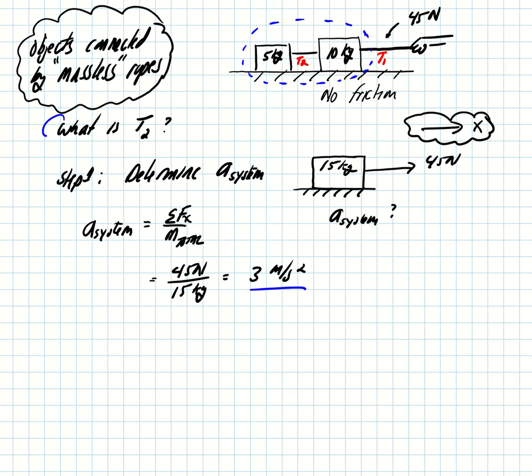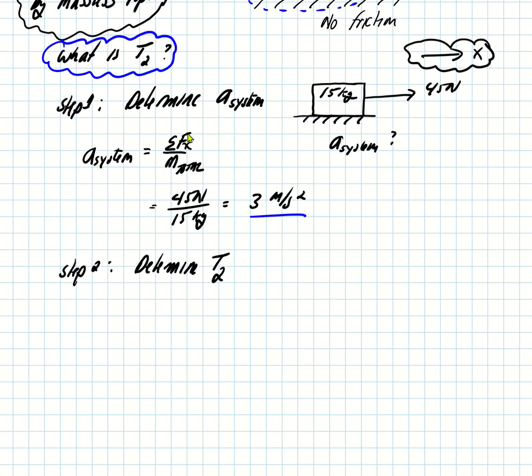in our journey towards finding out what is T2. Because now step 2 is find the answer: determine T2. And just to remind ourselves, that is this guy right here. We want to know how hard this rope is pulling on the 5 kilogram mass. Well, now we're going to take Newton's second law and switch it around. We're going to basically say F equals ma.